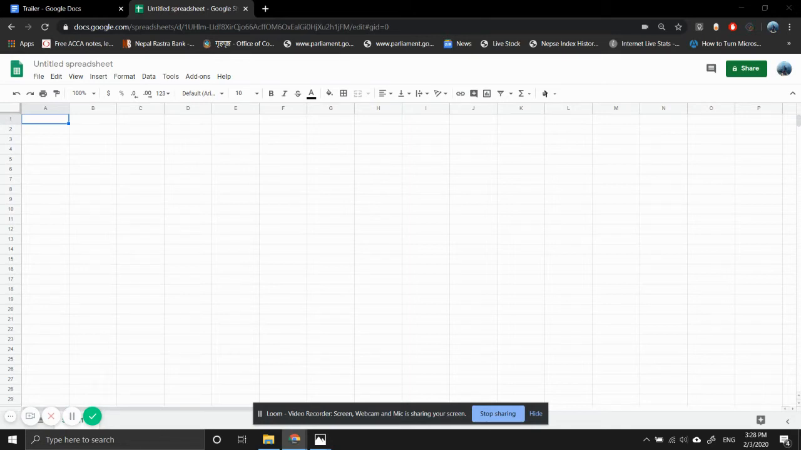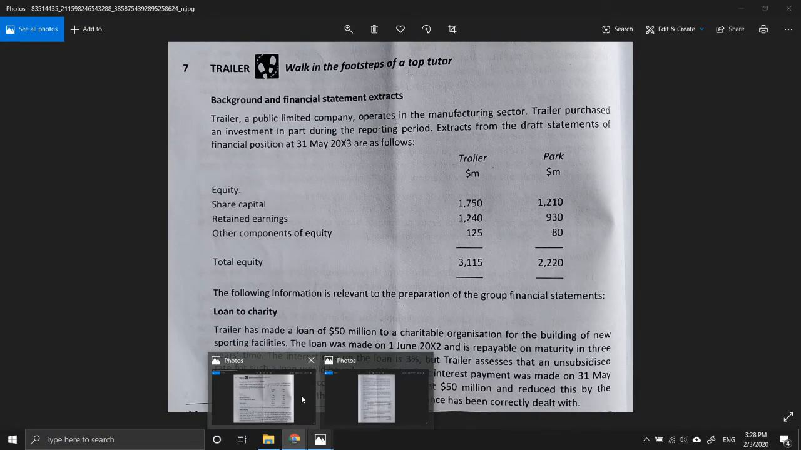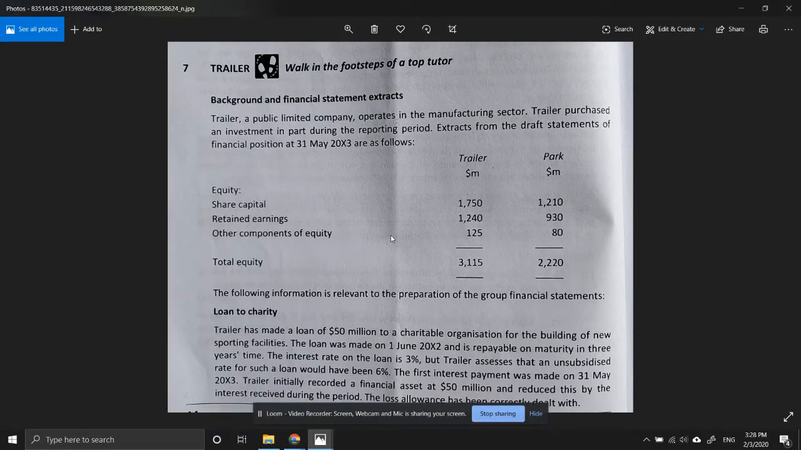So, in this particular session, what we will be covering is the SPR exam kit. We'll be looking at this specific question, which is about Trailer. Background and financial statement extracts are given. Trailer is a public limited company that operates in the manufacturing sector. Trailer purchased an investment in Park during the reporting period. Drafts of the SOFP at 31st May are as follows.